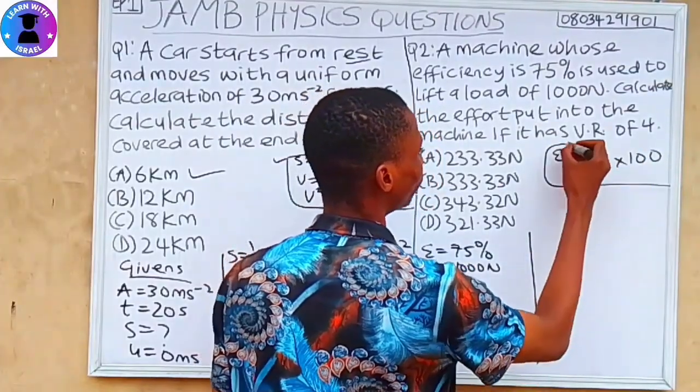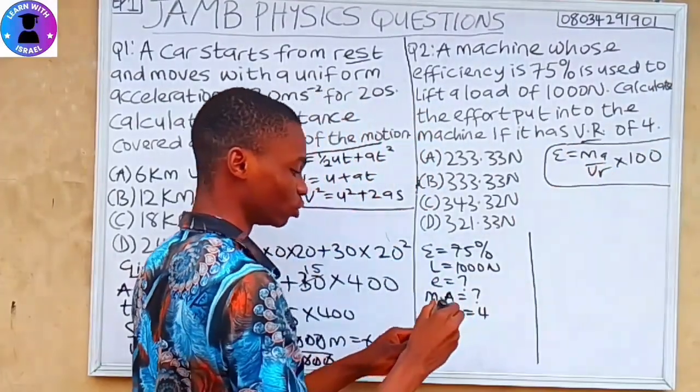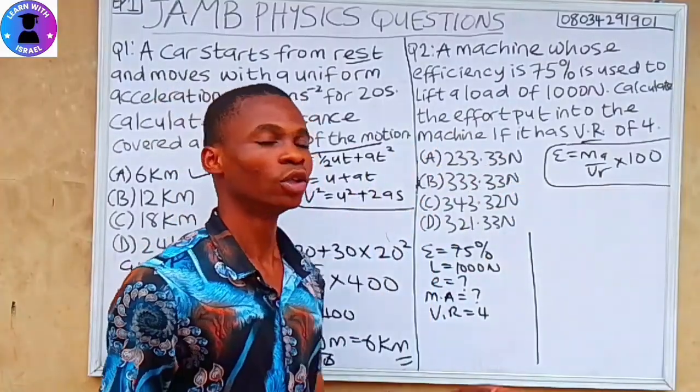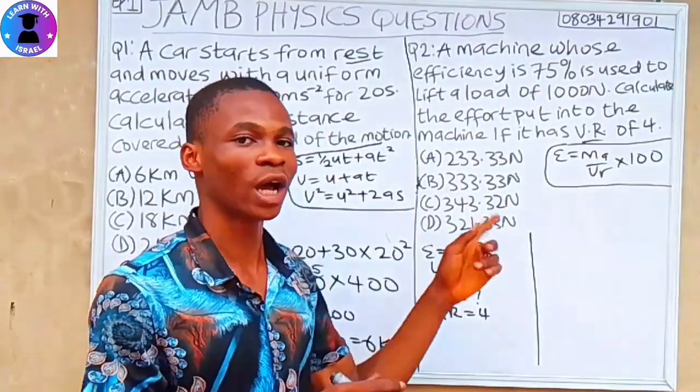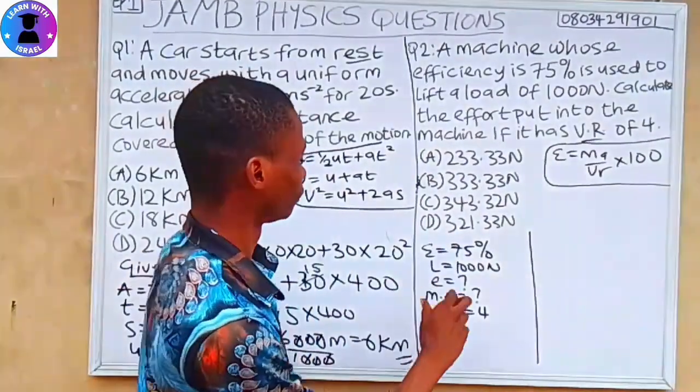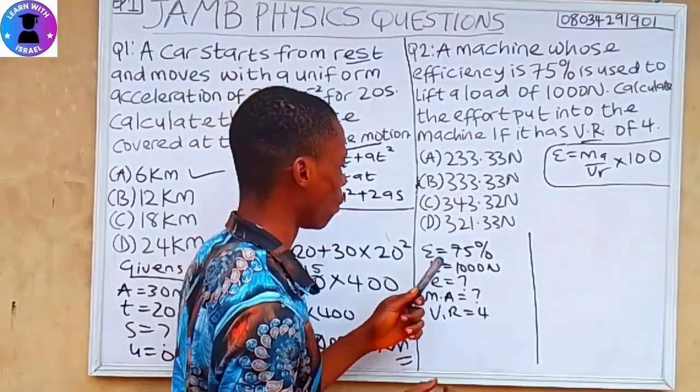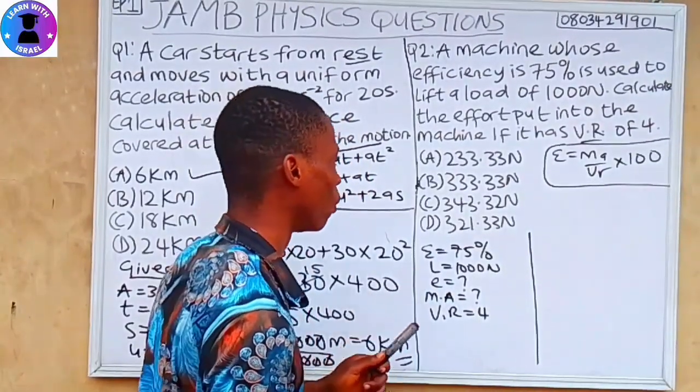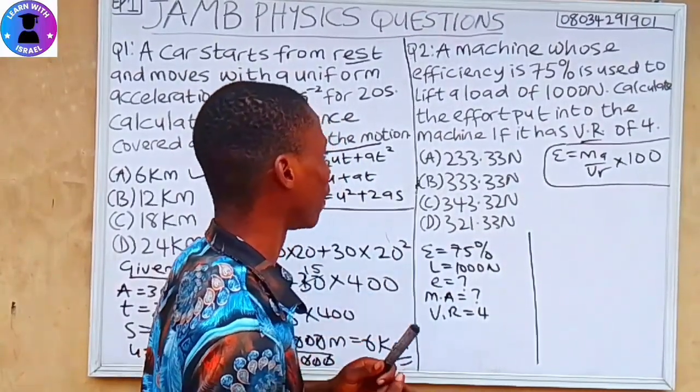So jot this down. Just find a note to jot all these formulas down, so when you forget any of it, you can quickly go and check your note. So we are looking for effort. We are looking for what? Effort. How do we get our effort?